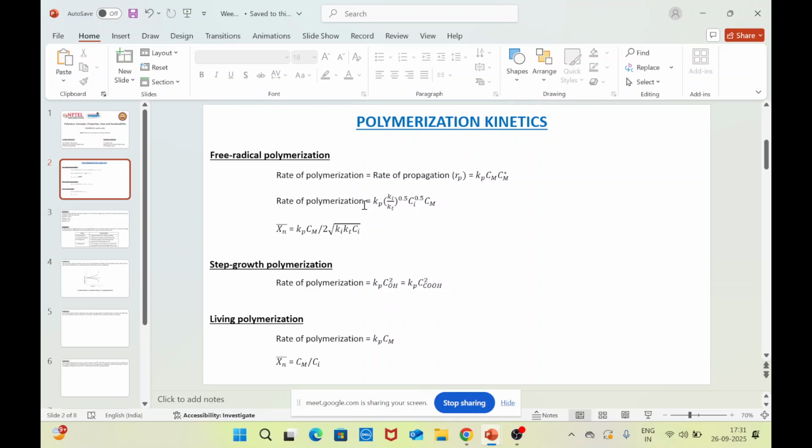So how many of you here can actually derive this rate of polymerization that I have given for free radical? Because the equation that I have given actually has a particular derivation. So my question is, how many of you are comfortable with deriving this rate of polymerization as well as the xn bar, or the number average molecular weight? Anyone who will be willing to actually derive this?